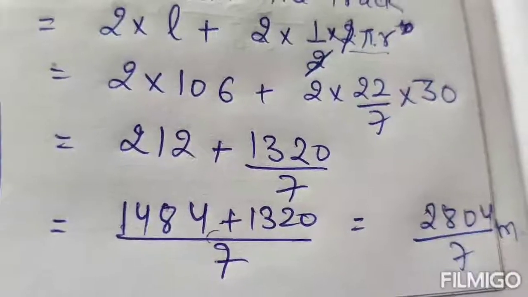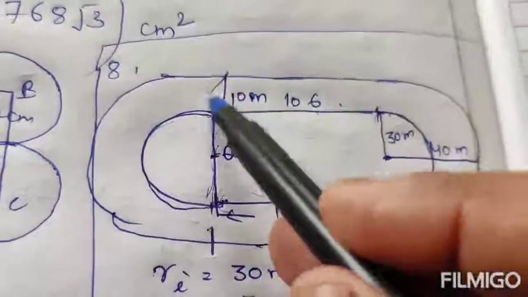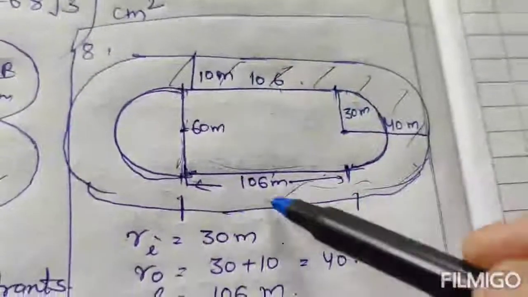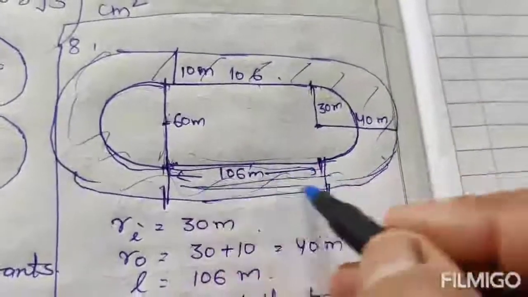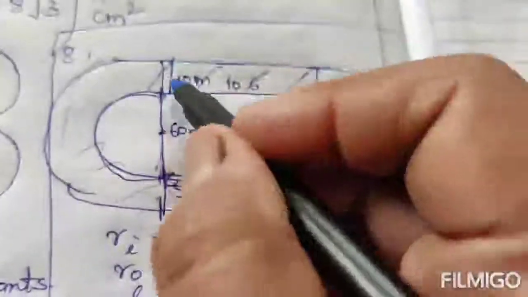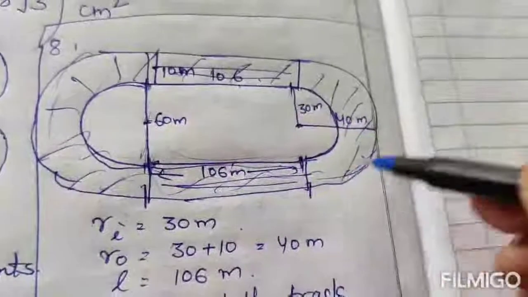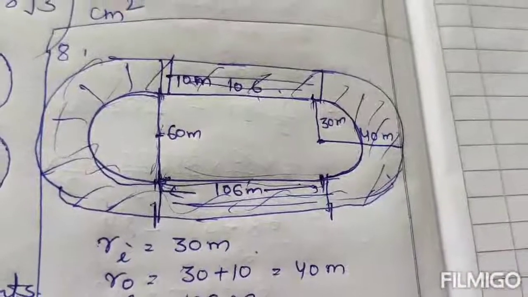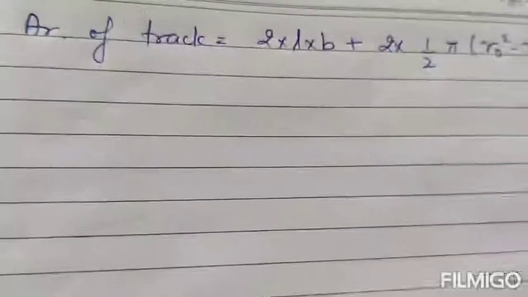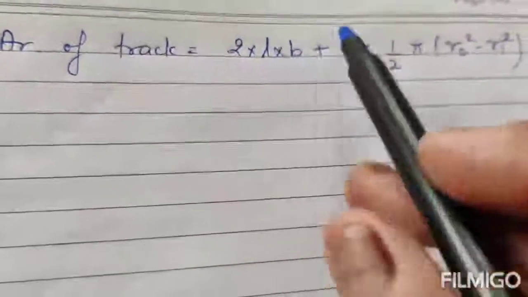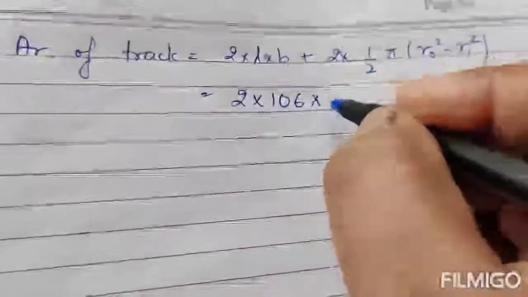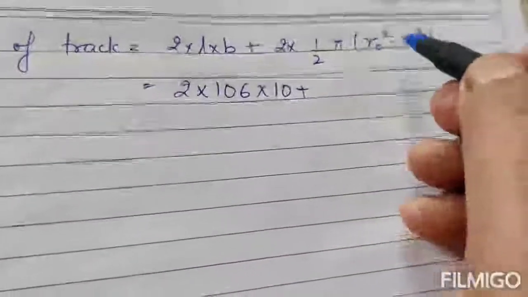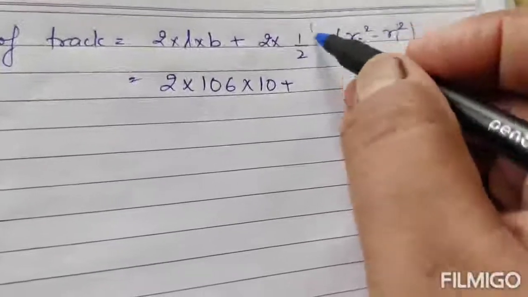In second part, find the area of this track. It means area of two rectangles, these are the two rectangles, 1, 2, plus area of two semicircular rings. Area of two rectangles is 2 times L into B. Area of track equal to two rectangles area, 2 into L, L is 106 and breadth is 10. And two semicircular rings. This is the area of ring.